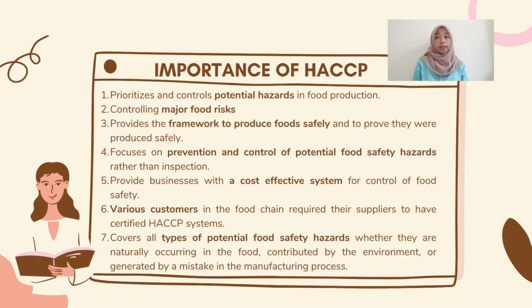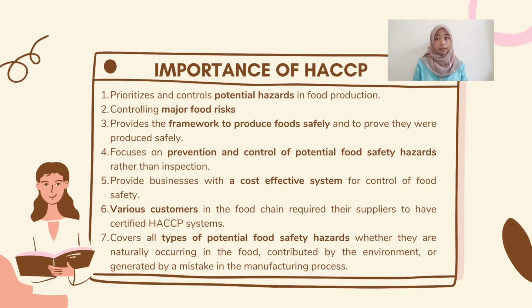Besides, HACCP can also be used to focus on prevention and control of potential food safety hazards rather than inspection. It can provide businesses with a cost-effective system for control of food safety, from ingredient right through to production, storage, and distribution to sale and service of the final consumer.